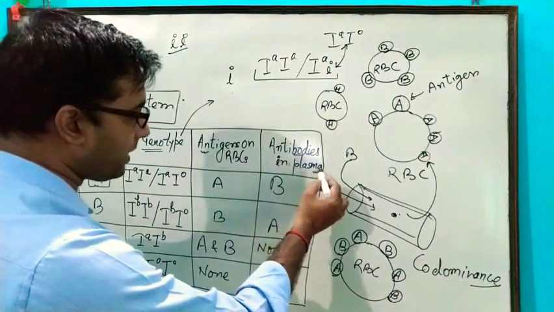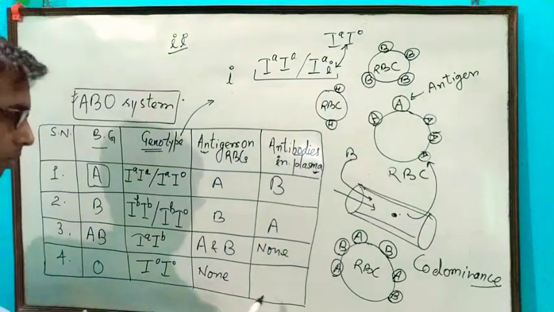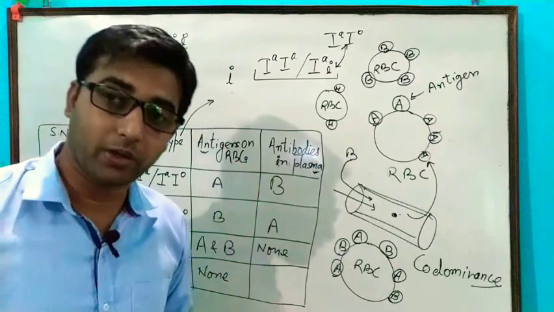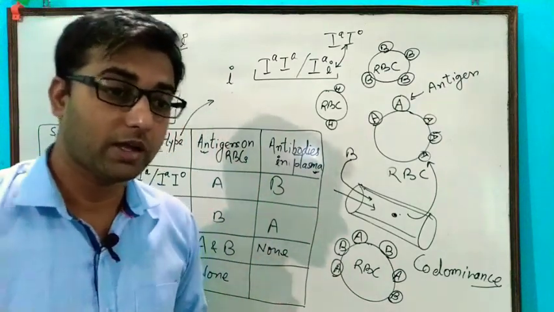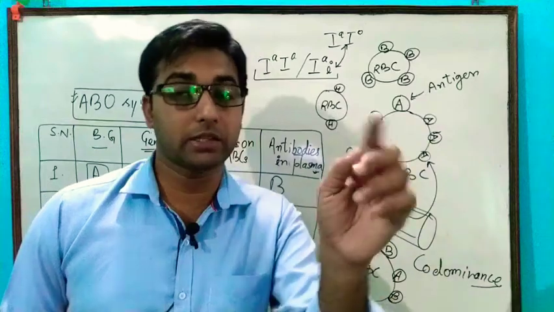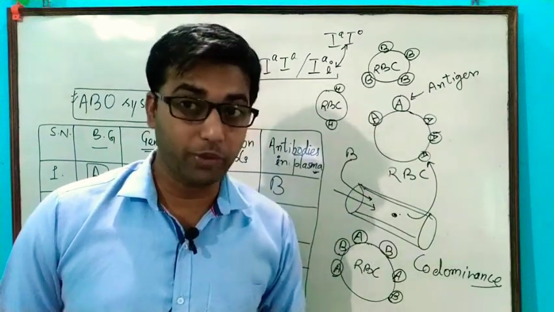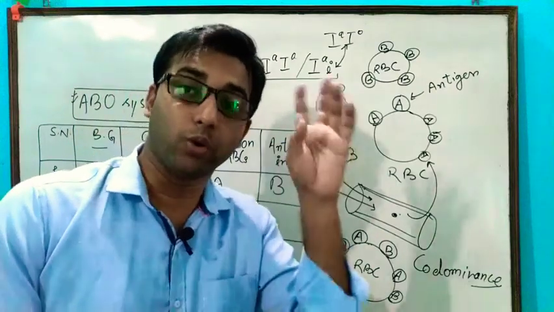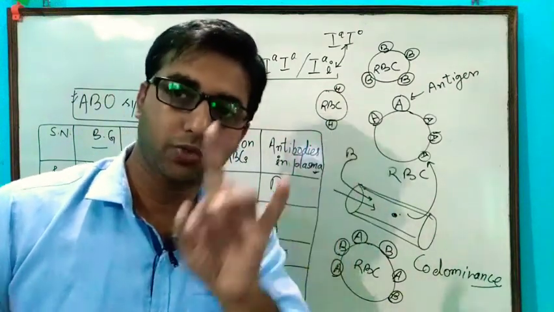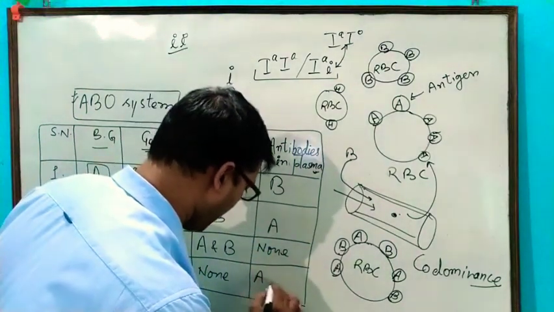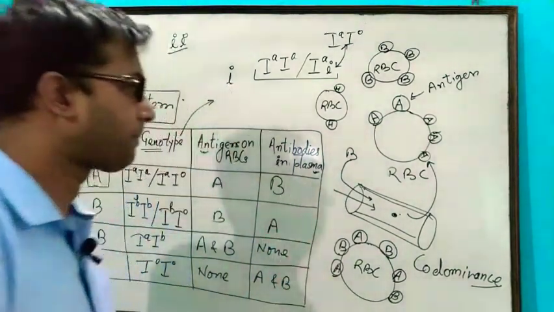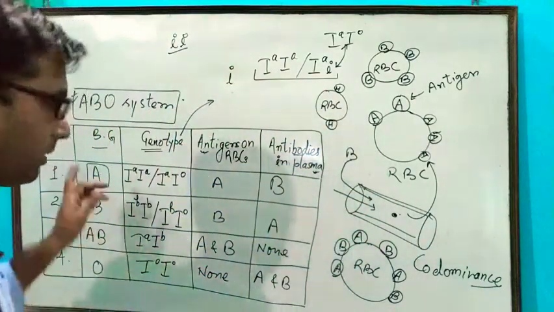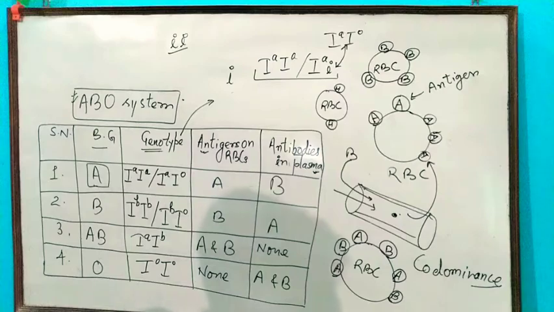And which type of antibodies are present in the plasma of blood group O? Both, because blood plasma neither identifies A as their own family member nor B. Is it clear? So they produce antibodies for both A as well as for B. So anti-A and anti-B. I think this story will be very, very clear for you. Now please take a screenshot of this one.